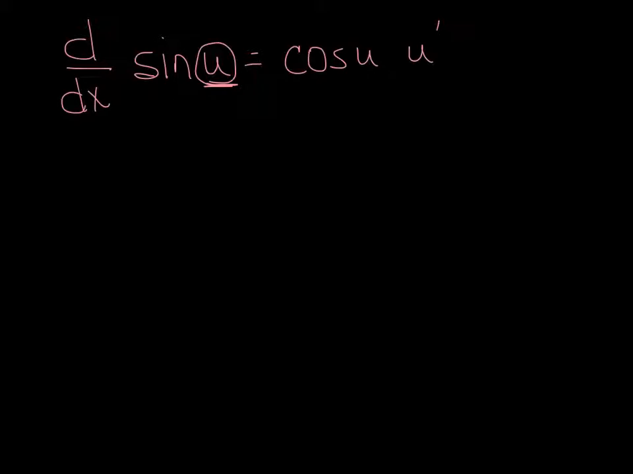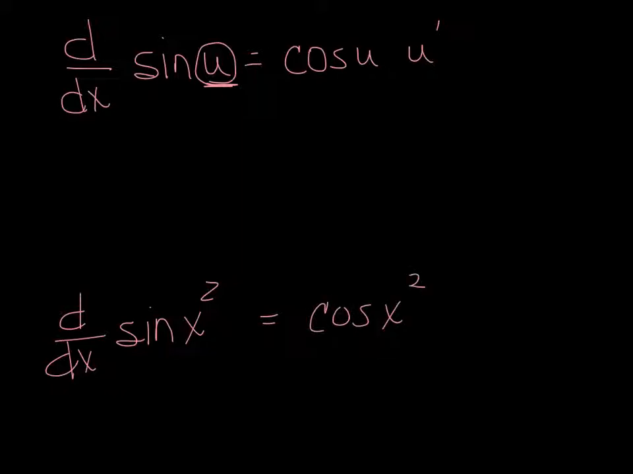U is a differentiable function of x. U could be x squared. So if we wanted to find the derivative of the sine of x squared, well, that would be the cosine of x squared times the derivative of x squared, which is 2x. And usually you'll just put that in the front.